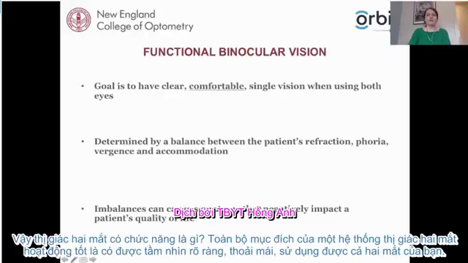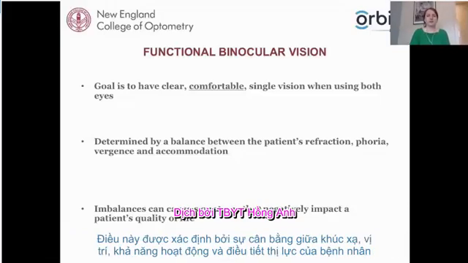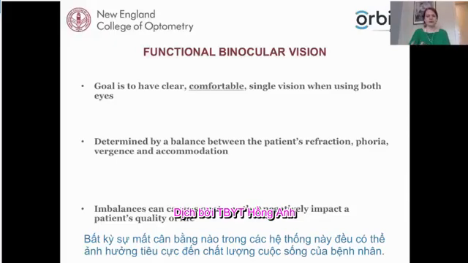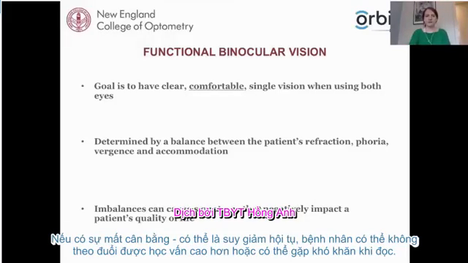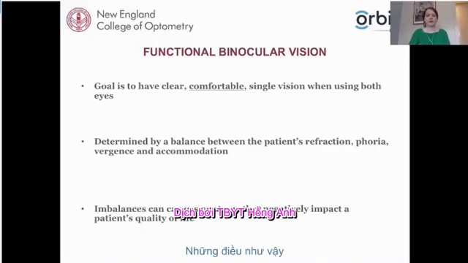So what is functional binocular vision? The whole goal of having a good functioning binocular vision system is to have clear, comfortable, single vision when using both of your eyes. This is determined by a balance between the patient's refraction, fovea position, vergence ability, and accommodation. Any imbalances in these systems can negatively impact the patient's quality of life. If there's an imbalance, maybe convergence insufficiency, say, a patient might not be able to pursue higher education, might have trouble reading, things like that.